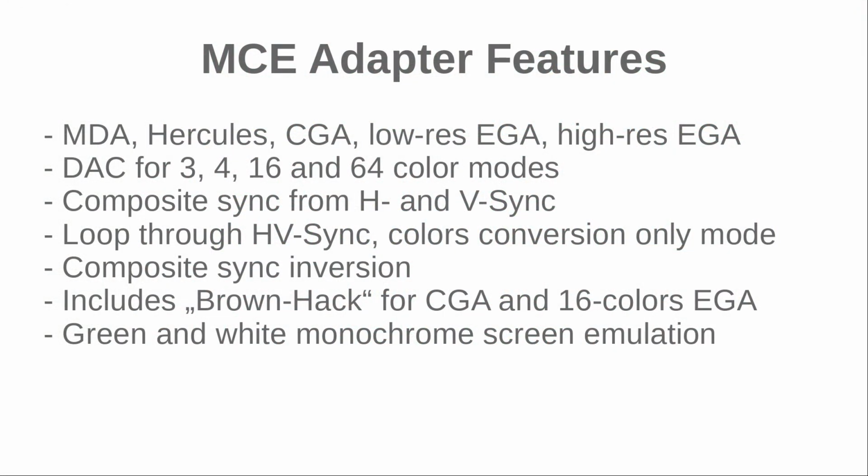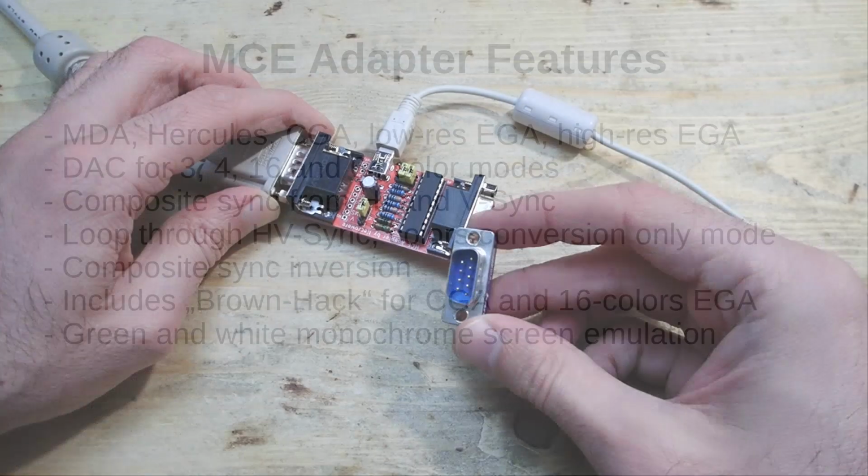And this is actually it. The MCE adapter works for MDA, Hercules, CGA, low resolution and high resolution EGA. It can convert 2, 4, 16 and 64 colors to analog RGB. It can calculate composite sync out of HV sync. It can also loop HV sync through. It can handle positive and negative sync signals. And it corrects the brown hack for CGA and 16 colors EGA modes. It even has a small fun feature to switch between green and white screen in monochrome mode.